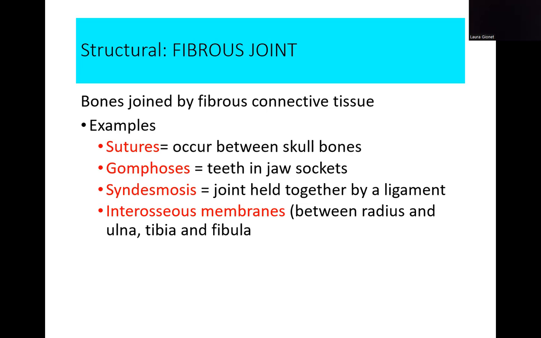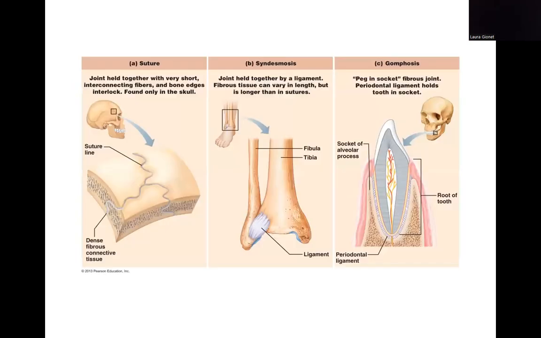A syndesmosis is a joint held together by a ligament. We have those especially around the distal end of the fibula. That's a good spot. But crossing joints like the shoulder joint. And then we have interosseous membranes. These are sheaths of connective tissue that join the radius to the ulna in the forearm and the tibia and the fibula in the lower extremity.